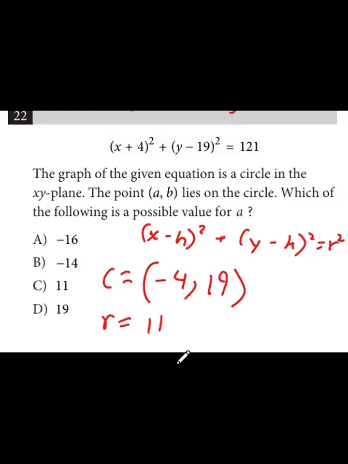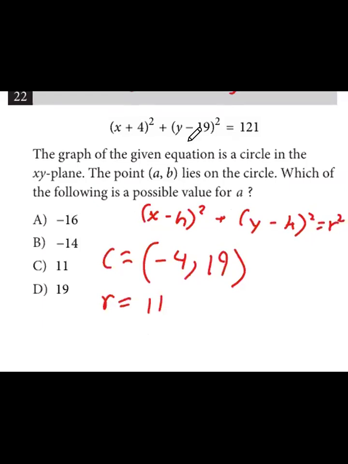And then in order to find the possible values for a, the point would have to be on the circle. So we have the circle, we have a center point, and we have the radius of 11. And it has to just lie somewhere on the circle. So that means the point must be, this is the lowest it can be, and this is the highest it can be, which would just be -15, because -4 minus 11, and then we also have -4 plus 11, which is 7.